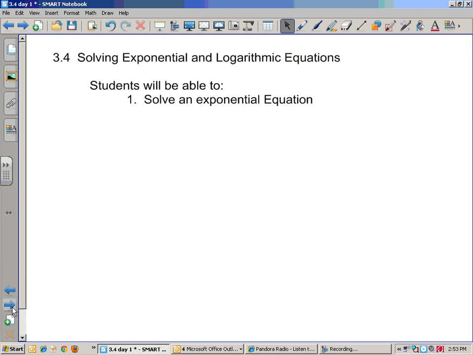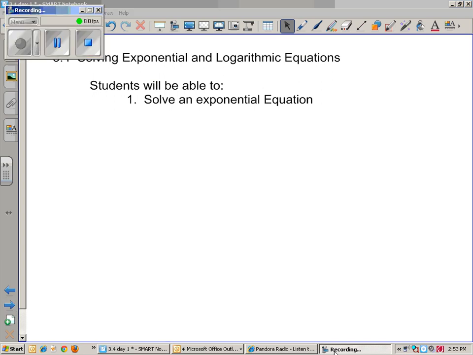Okay, so for today, what we're going to be doing is solving exponential and logarithmic equations. And what I want you to be able to do when we're done, and this is just day 1, is we're going to take exponential equations and we are going to convert them into regular equations so that we can actually solve them. So I'm going to ask you again now, pause the video, write these down, and then I'll show you the solutions.